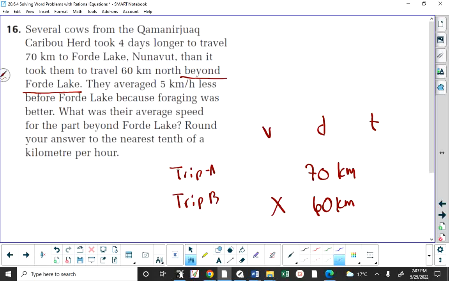Now, we have to continue filling in that column. We can't just put X with the other part, but somewhere in all of this word salad is information telling us what we would do with the x to get this speed. And it's the averaged 5 kilometers per hour less before. So trip A is before, trip B is after. That means that this speed is x minus 4. And I'll tell you what, this question gives me a headache, trying to sort through it all.